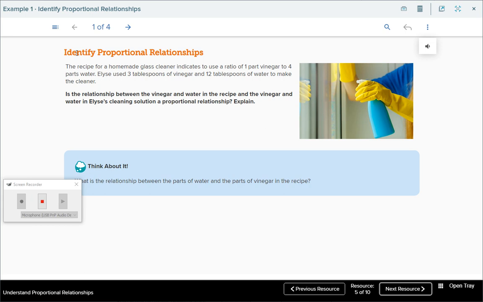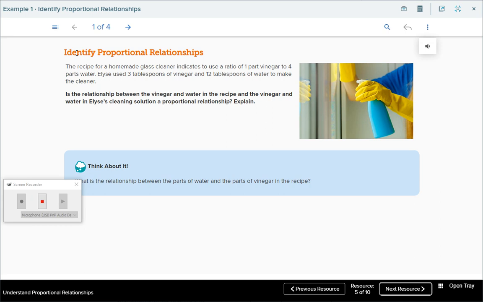What do you think we should do? Let's first write the proportion of how much vinegar versus water. 1 over 4, right? And what did Elise do? She did 3 tablespoons over 12. So what we're asking is: is 1/4 equivalent to 3/12? It is, right? We can simplify 3/12 to what? Anybody? Chase? 1/4. Do they equal each other? What could we also do if we had 1/4 equals 3/12?